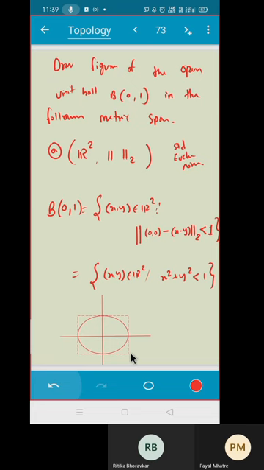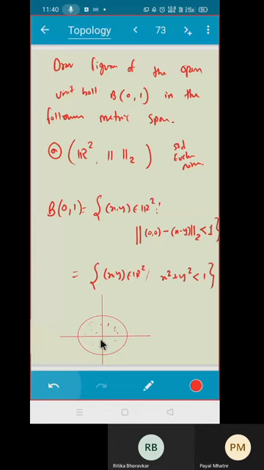And taking only interiors. Only the interior points. Correct? The boundary is not included. Agreed? Yes, sir. Okay, good.